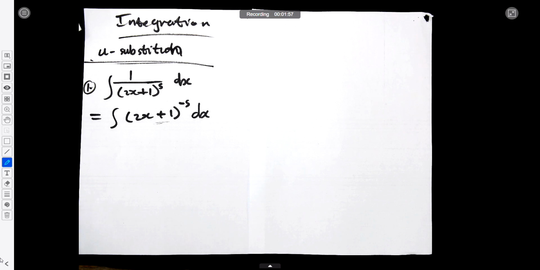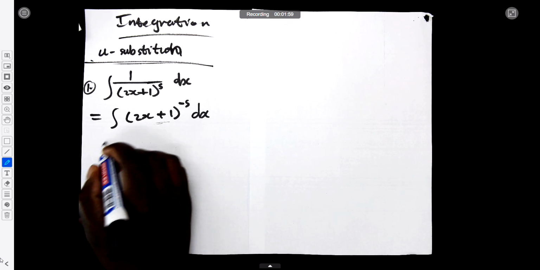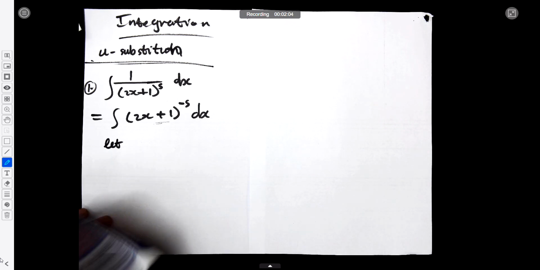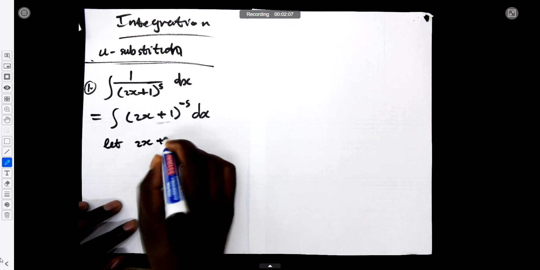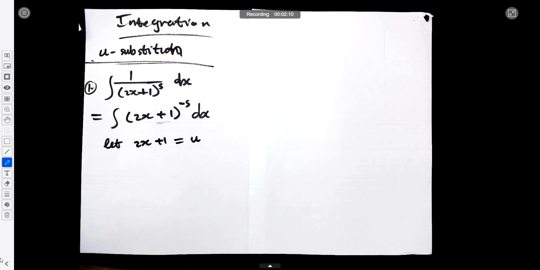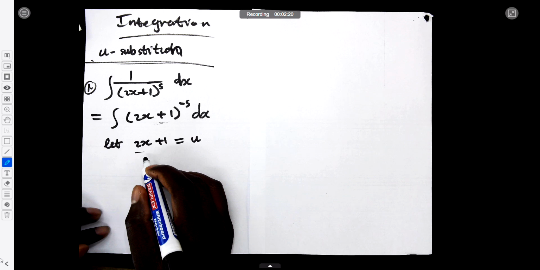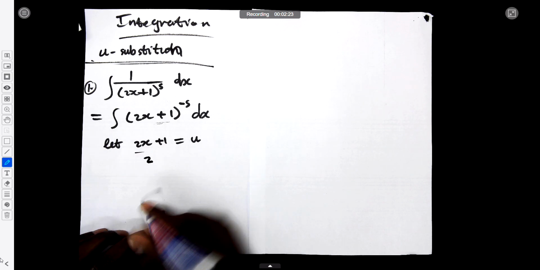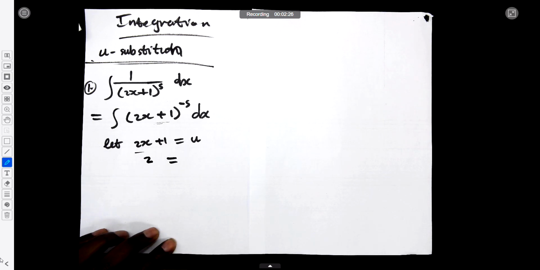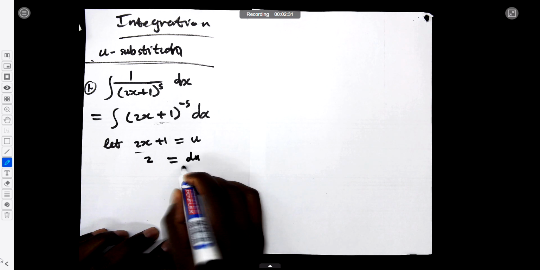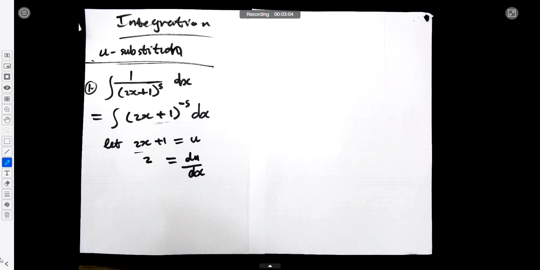But as we said, we want to try and use u-substitution, though already we know the answer by inspection. Normally we let the whole function inside the bracket be equal to u. So 2x plus 1, we let it be equal to u. From there, we're going to differentiate both the right-hand side and the left-hand side in terms of x. The derivative of the right-hand side is 2, which equals the derivative of u in terms of x, which is du over dx.